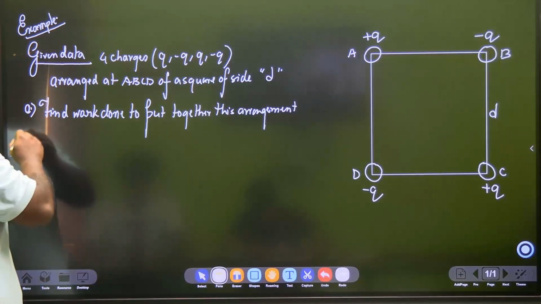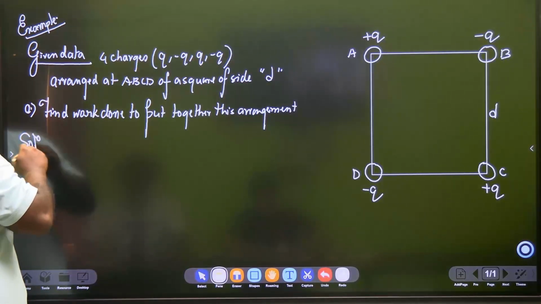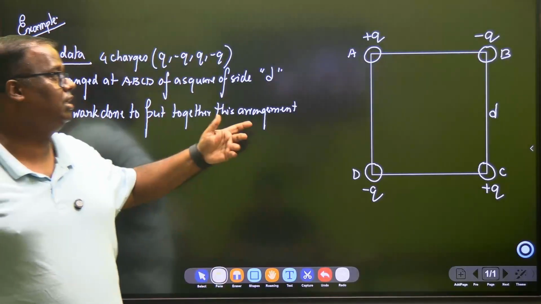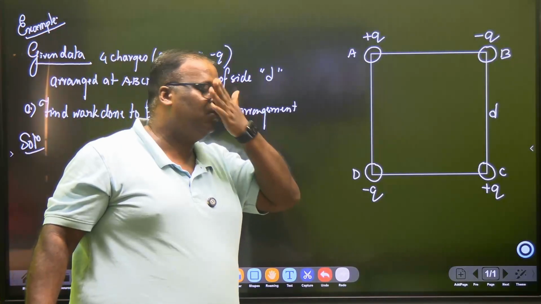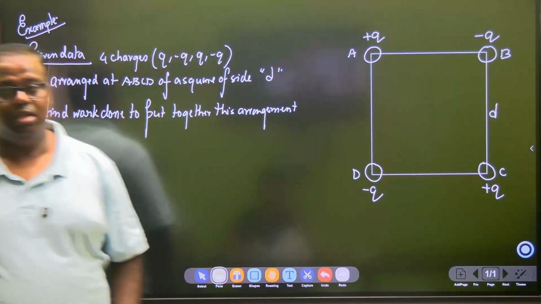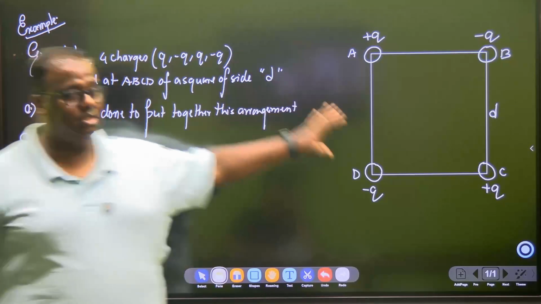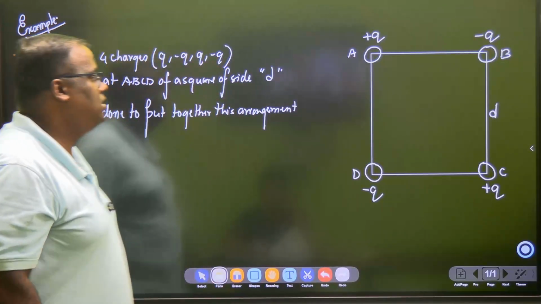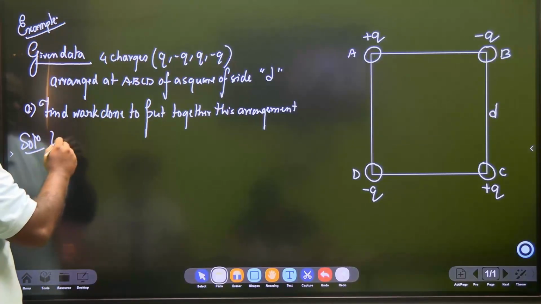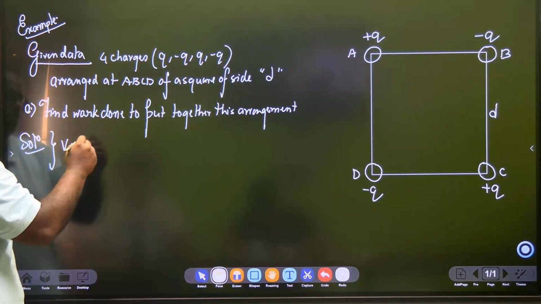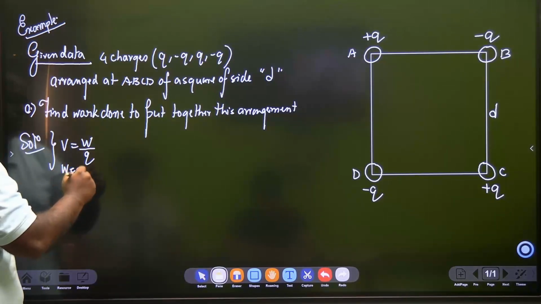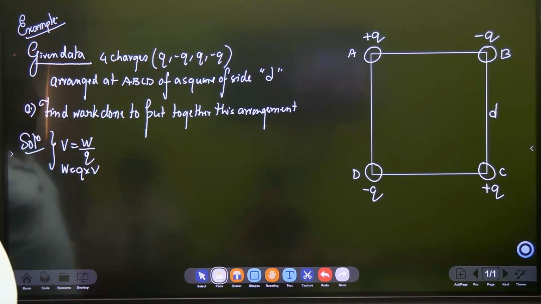So we'll start working that, and our concept is that this arrangement does not exist. You have to create this arrangement. That means you have to bring one by one charges and place them in such a manner that they form a square of side D. So we have to make this arrangement, right? Now they've asked us what is the work done. So the first guess would be that the potential is always given by work done over charge. So the work done will be Q times the potential, right?